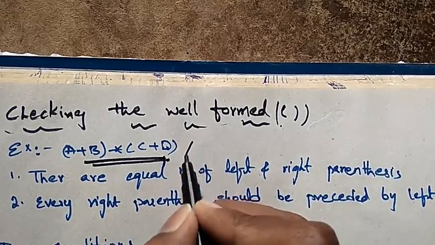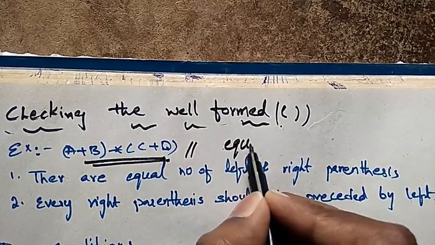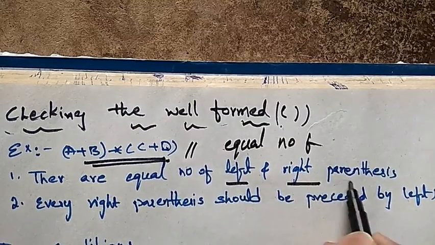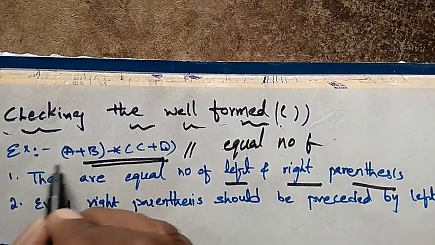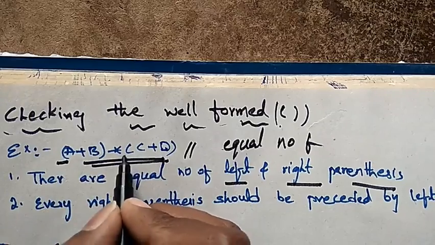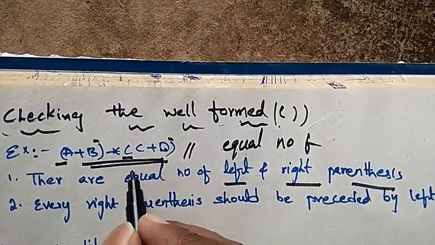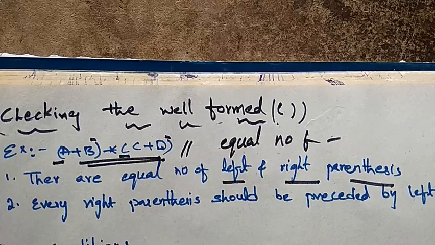Whether in our expression we have an equal number of left and right parentheses. Say, for example, in this particular example, see 1 and 2, two left parentheses are there, 1 and 2, and two right parentheses are there. Then it is a well defined parentheses present in your expression.